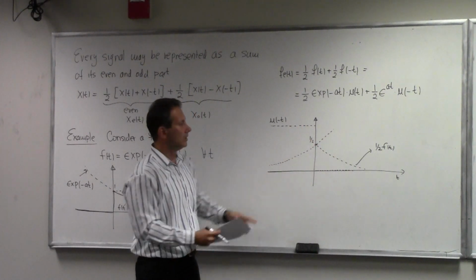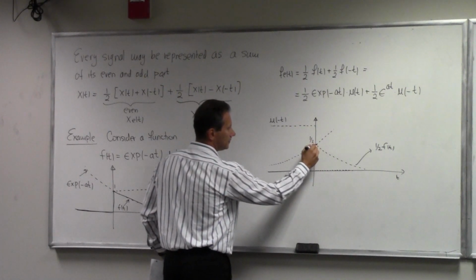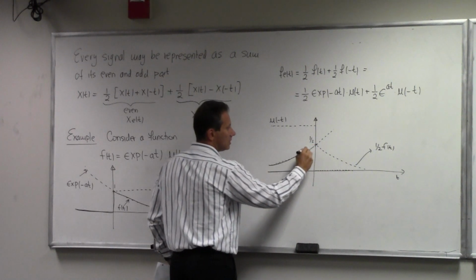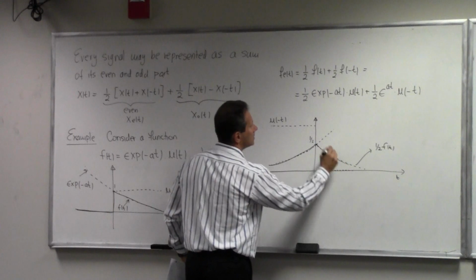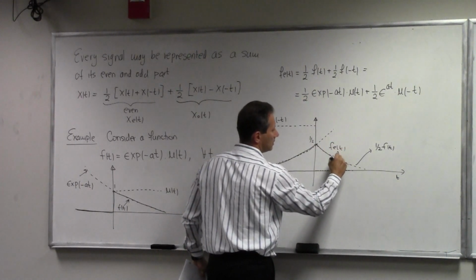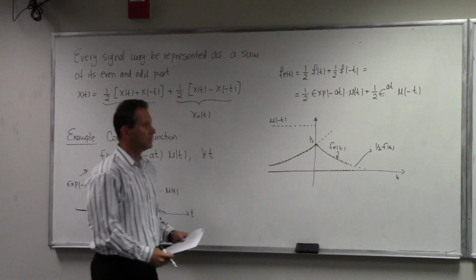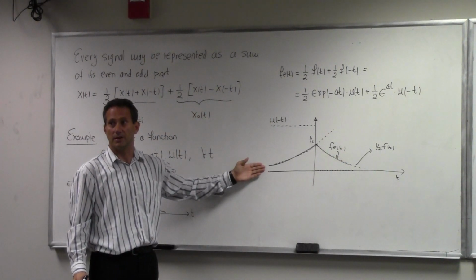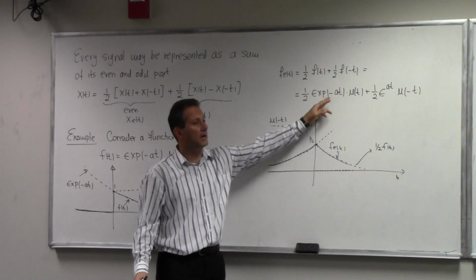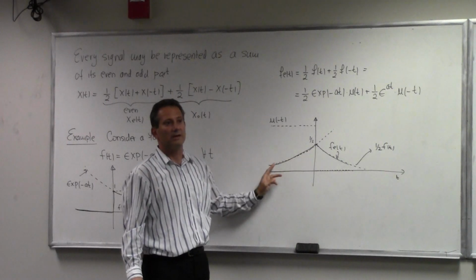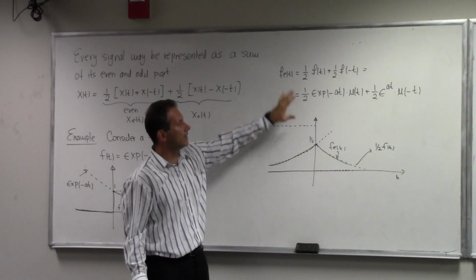So now multiply this and this. What do you end up with? You end up with this part, right? Only this part. So this is this function here, f e of t. Now tell me, is this an even function? It is, right? It is e to the minus at to the right and e to the at to the left, right? So that's an even part.